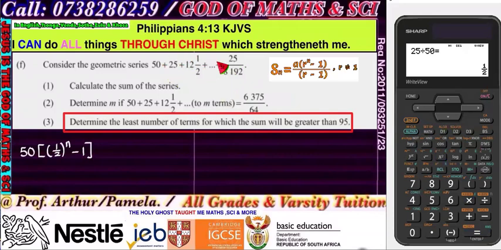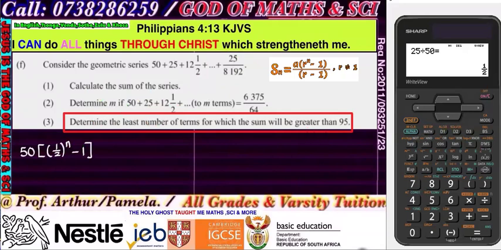Now, this one would have been the last term if we were to work out this one here. But this time they want us to find the n. So I don't need to worry about this. I don't do this one. This part you would have used for those questions, but it's not necessary here. All right, so we said it must be greater than 95.